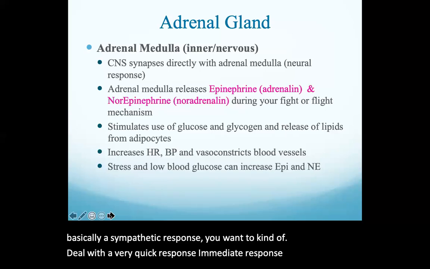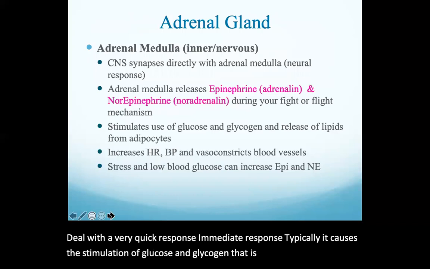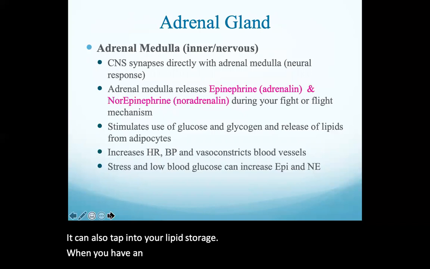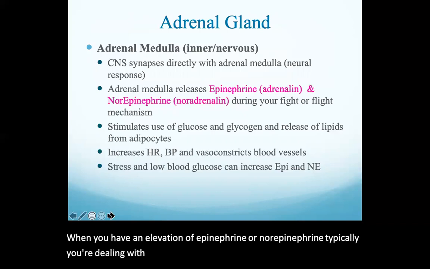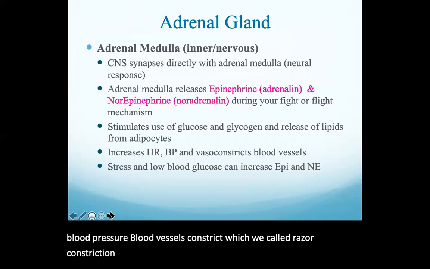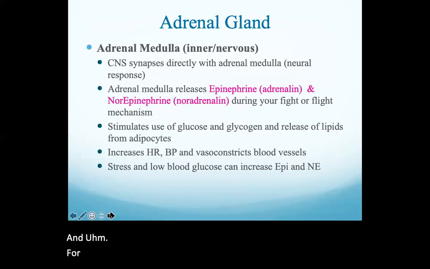Typically, it causes the stimulation of glucose and glycogen that is stored inside your liver. It can also tap into your lipid storage. When you have an elevation of epinephrine or norepinephrine, typically you're dealing with a high increase in your heart rate, an increase in your blood pressure, and blood vessels constrict, which we call vasoconstriction, to help you increase your blood pressure. And for the long term, having these at a high level can also cause severe consequences.